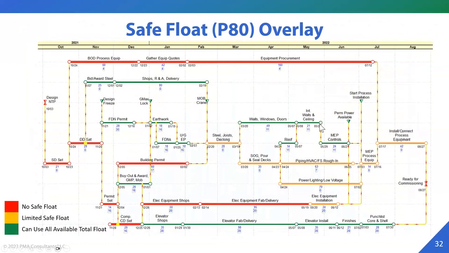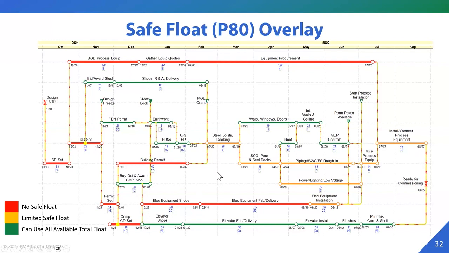So using that project end date, we calculated safe floats using NetRisk. And over here, now we can see the safe floats overlaid with the red tasks showing activities that have absolutely no safe float. The safe float was either 0 or negative.